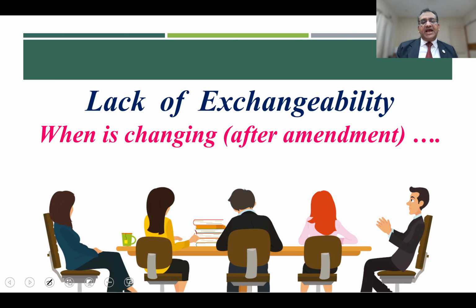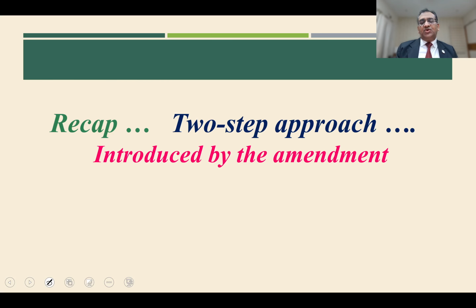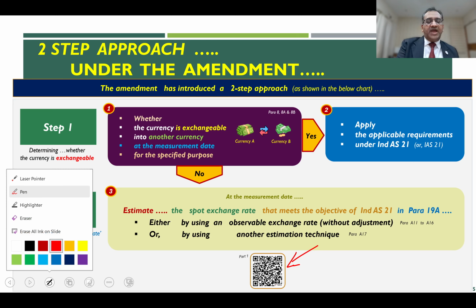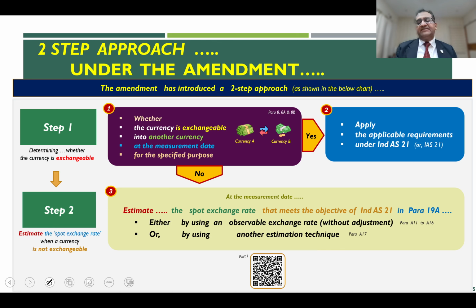In this week's video, we will continue to deliberate on lack of exchangeability, which is a recent amendment to Ind AS 21 and IAS 21. If you recall, in last week's video, I introduced you to the two-step approach introduced by the amendment. Here is the two-step approach. This slide we dealt with in last week's session. In case you have not had a chance to look at last week's video, at the bottom of this slide you have the QR code, and you can easily access the video on my channel.